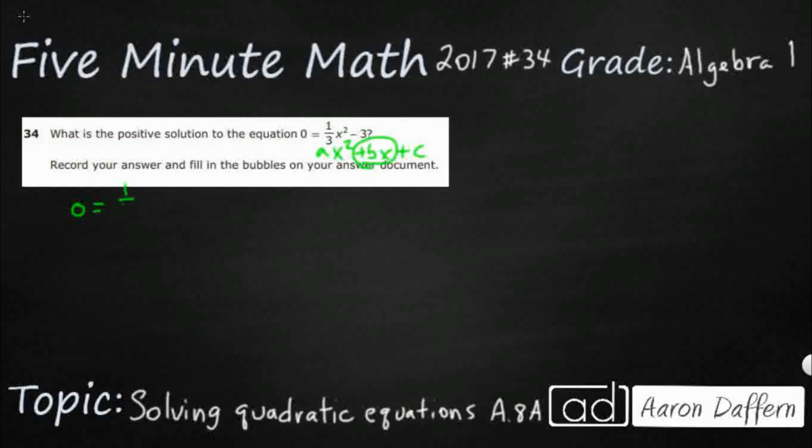We've got the 1/3. I don't necessarily like having my a term be a fraction, so I'm going to multiply both sides by 3. It's not going to change anything on the left because 0 times 3 is 0, but it is going to help me over here, right? So that's still going to be 0. 1/3 times 3, obviously that's what I'm going for here. That's going to cancel itself out, so it's going to be x squared, and then 3 times 3 is going to be minus 9.